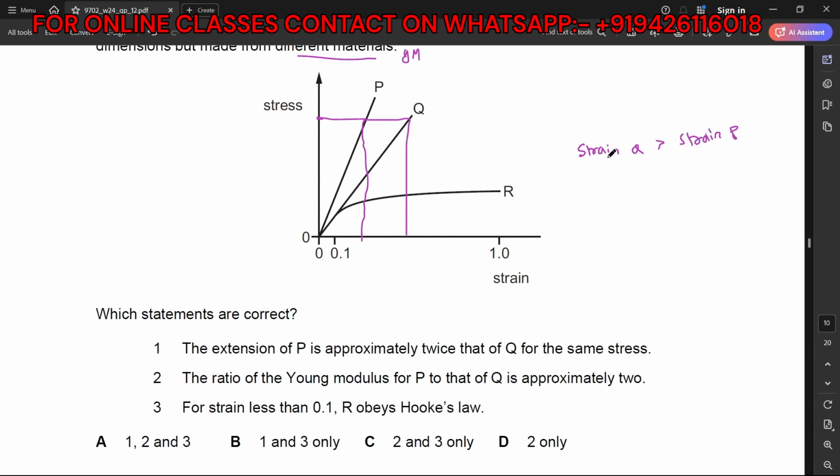And what is strain? Strain is nothing but the extension over original length. So for the same stress, if I am getting a strain of Q that is higher than the strain of P, obviously the extension for Q will be higher than P. But the first statement says that P is twice that of Q. That is not true. So the first one is incorrect.